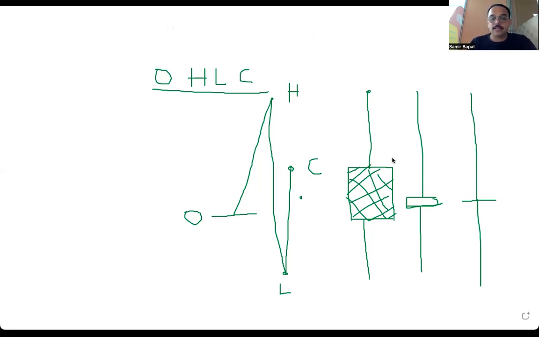Now, this rectangle which is formed is called the body of the candle. Please write in your notes, this rectangle is called the body of the candle. Very, very important. You have to remember what is the body of the candle and what is the wick of the candle. Any line between the rectangle and the highest point or the rectangle and the lowest point is called a wick. Okay, so this is the upper wick, this is the lower wick.